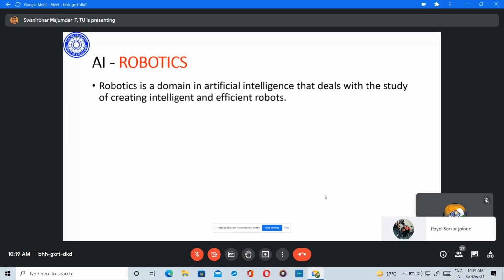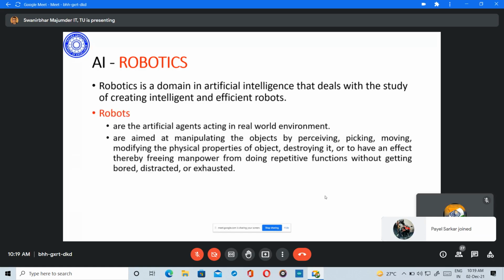Okay. So as we go ahead, there are different artificial agents acting in the real world, and mainly we want them to perceive. Perceive means they have to sense something, then picking up, moving, and you have these physical properties. There may be something where we have a shortage of manpower, or it may be some repetitive action.